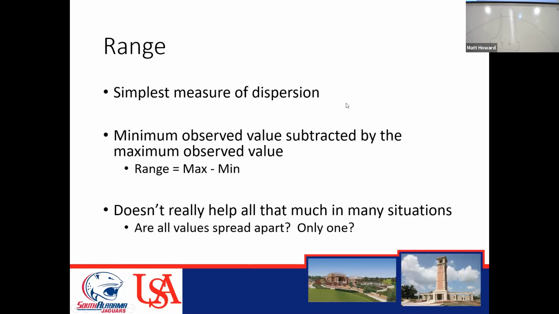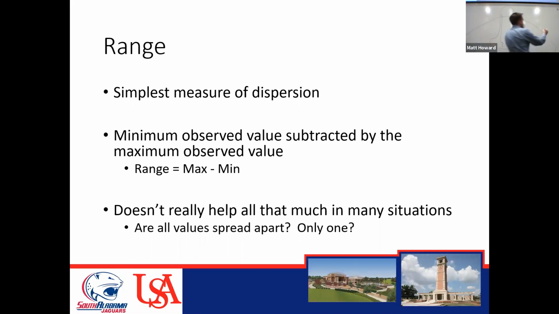Okay, so the first one we're going to talk about is range. Range is the simplest measure of dispersion. Range is simply your maximum value subtracted by your minimum value.